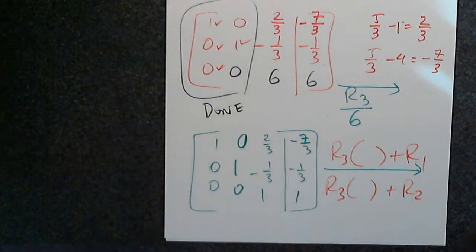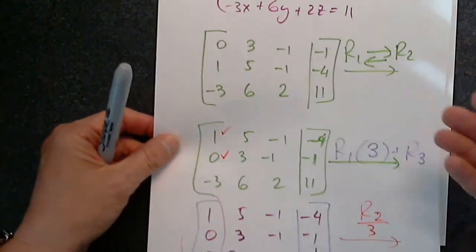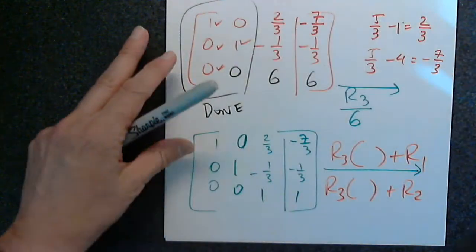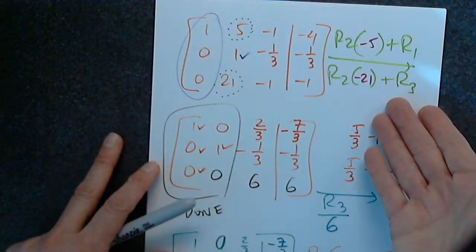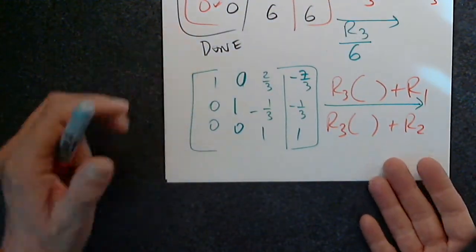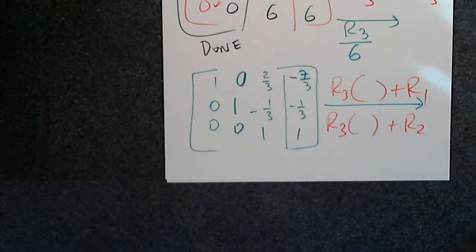So let's look at the method one more time. In the first step, we use row 1. In the second major step, we use row 2. Now at the final step, we have to use row 3. Is this clear? Do we see that?